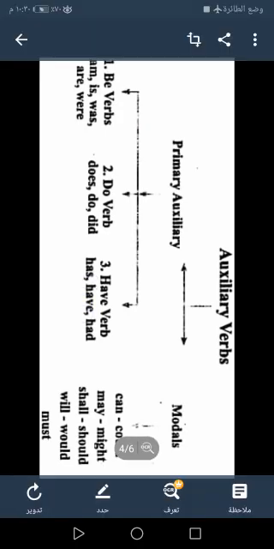We have two kinds, primary auxiliaries and modals. Primary auxiliaries have three parts. Verb to be in the present and in the past: am, is, are, was, were. Verb to do: does, do, did. Verb to have: has, have, had. These are primary auxiliary verbs.